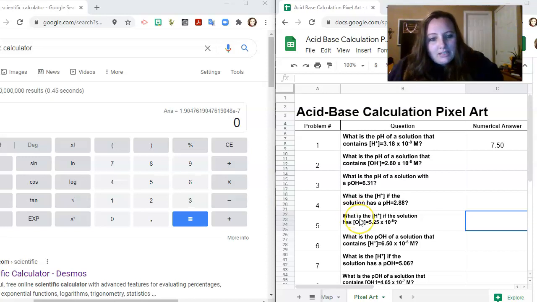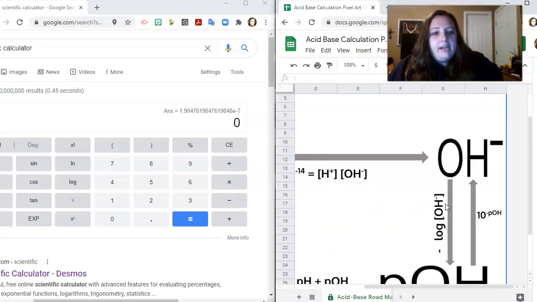So in this question, it says, what is the hydrogen concentration if the solution has a hydroxide concentration of 5.25 times 10 raised to the -8th power? Lots of numbers going on. So here's what we're going to do. We're going to go back to our roadmap.